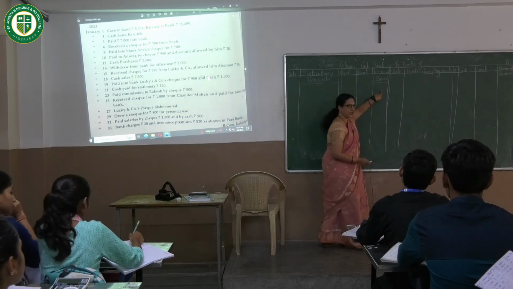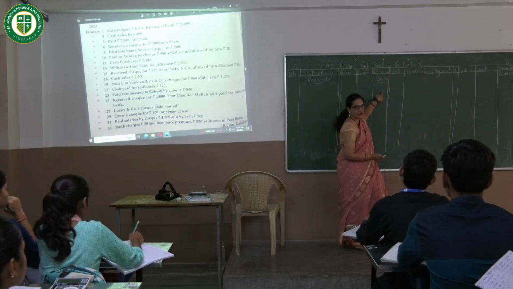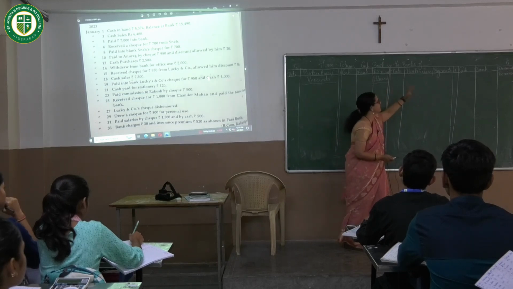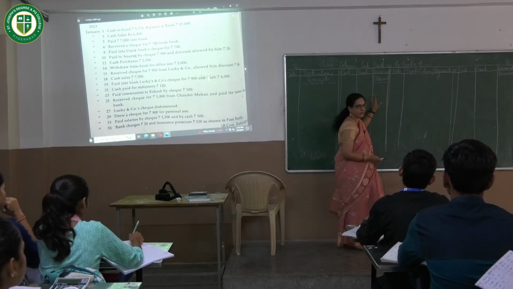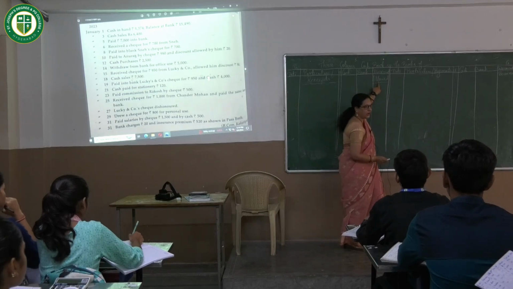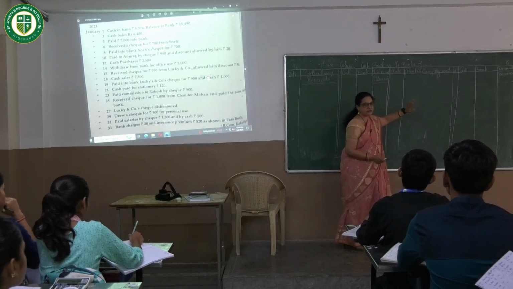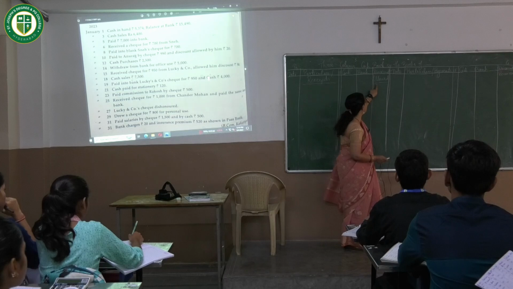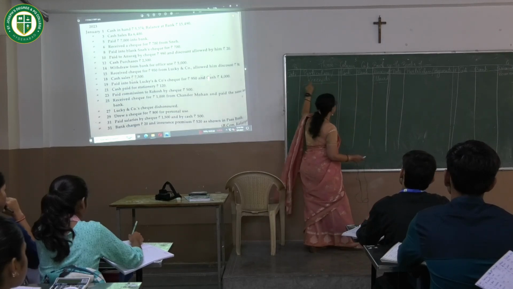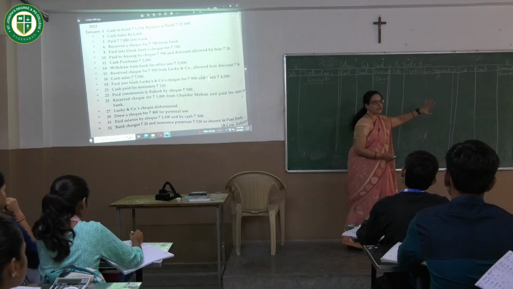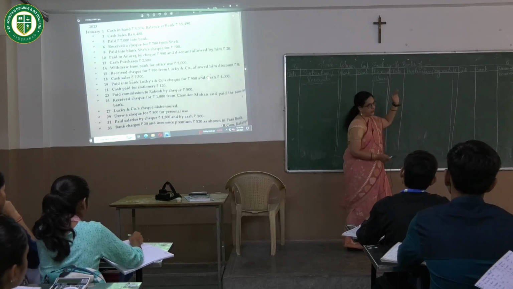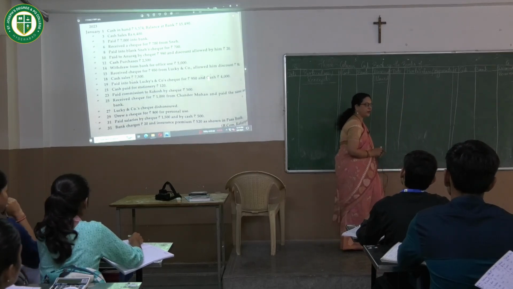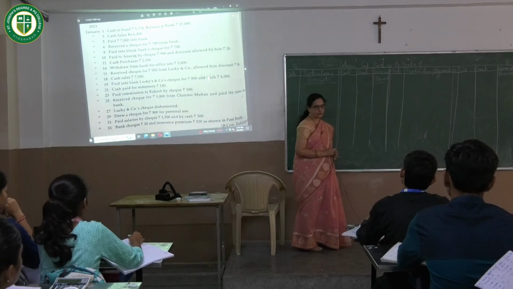The third and last column is called the discount column. Again, you can see it on both sides. The debit side is called discount allowed and the credit side is discount received, because we are all aware that discount allowed is an expense and it is debited. Discount received is an income and therefore it is credited. So on the credit side we record it as discount received.